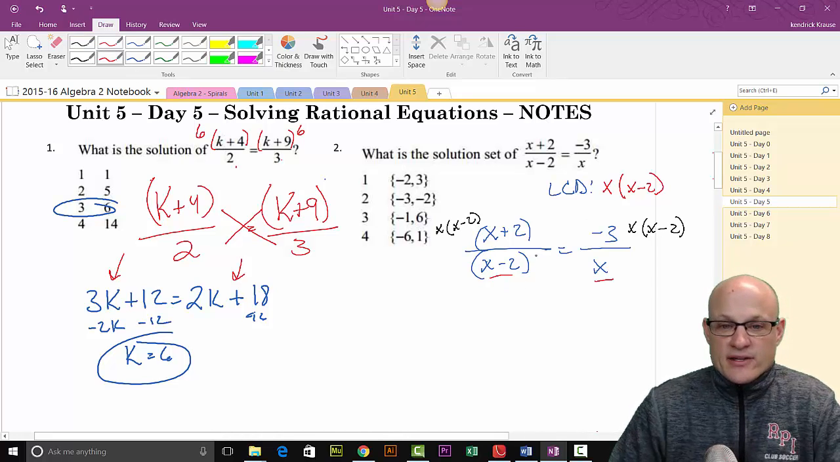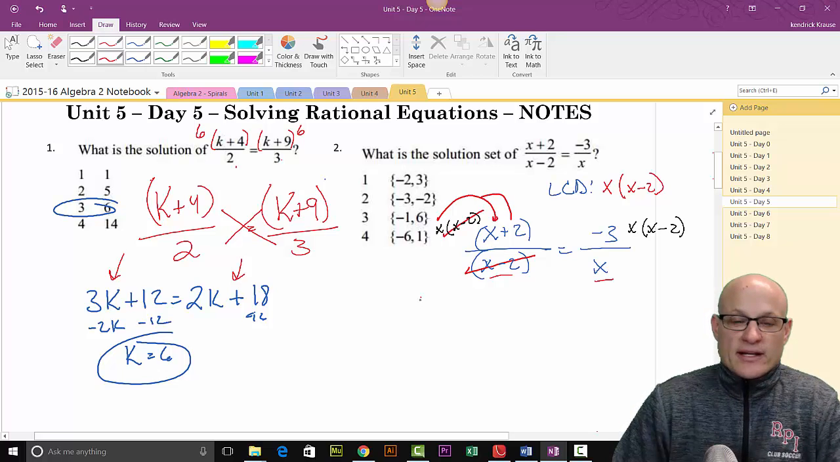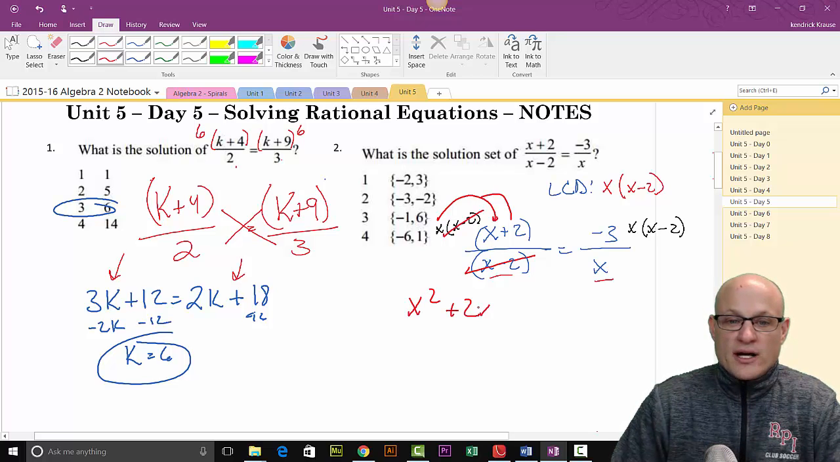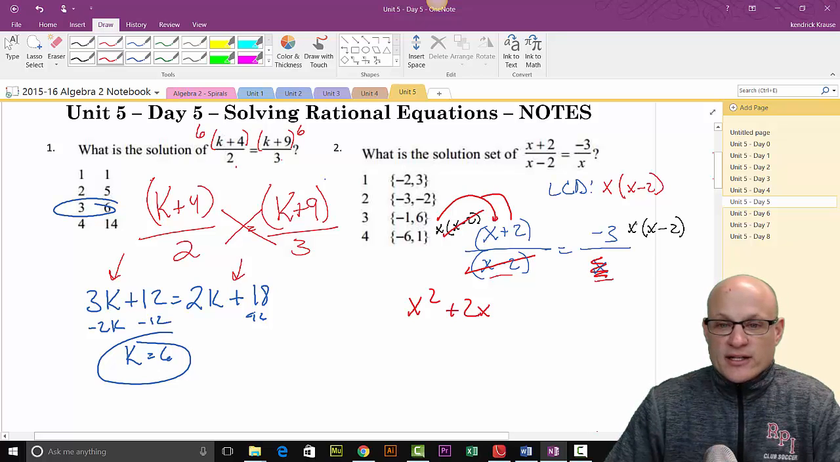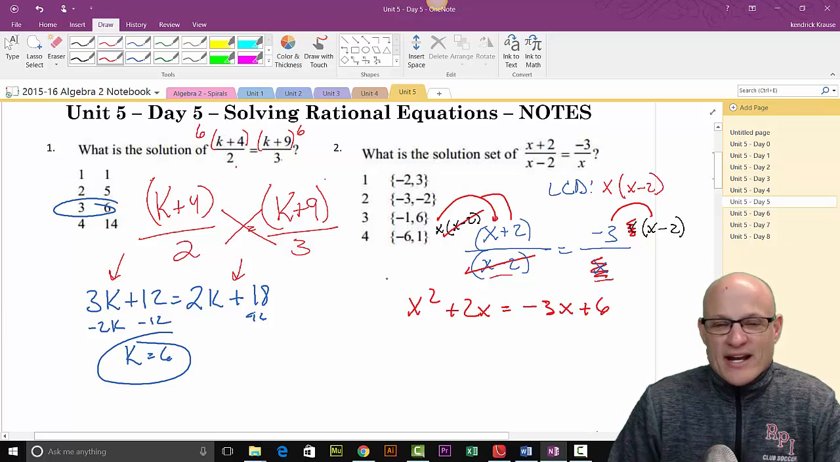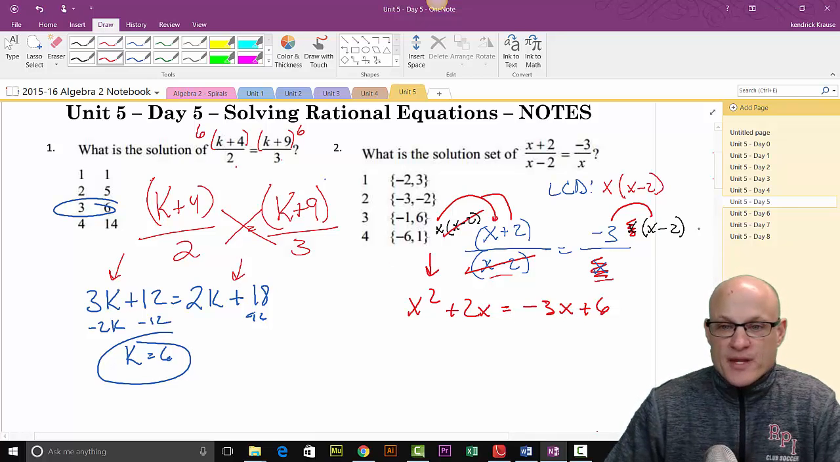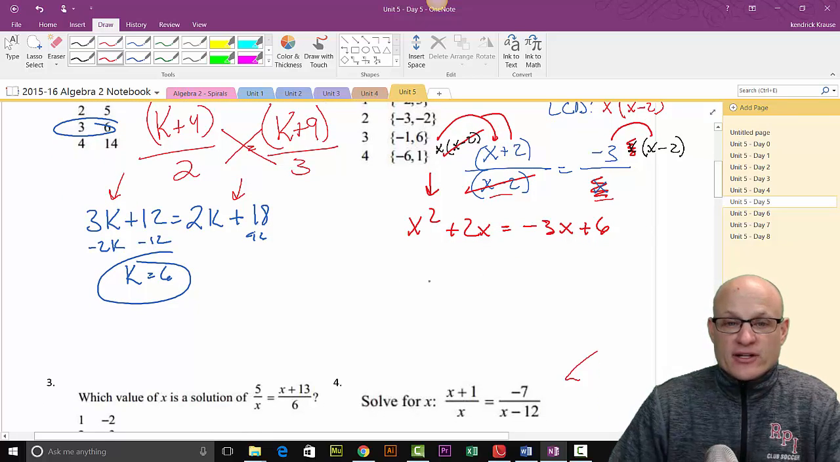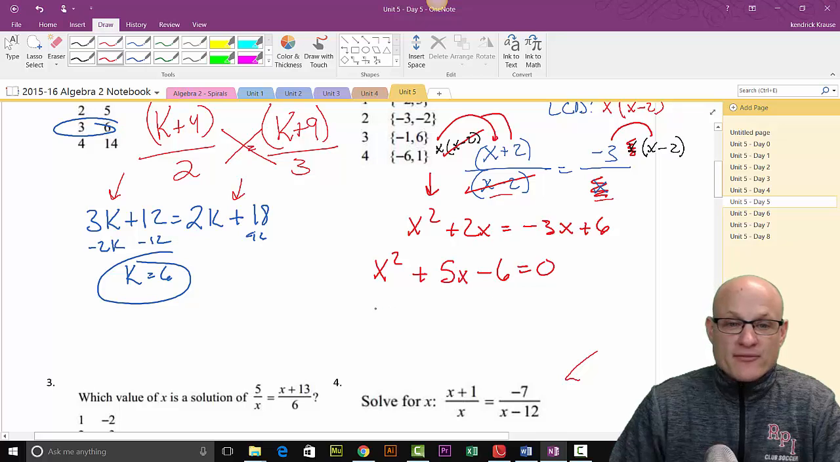Alrighty, if we do that, this x minus 2 cancels with this x minus 2, and I'm going to distribute this x. So I get x squared plus 2x. This x cancels with this x, and then I'm going to distribute this. Equals minus 3x plus 6. Right? Negative 3 times negative 2. Well, now that I have a quadratic because they're squared, I know that I'm going to end up having to factor this thing. So I'm going to bring everything to the left side. So I get x squared plus 5x minus 6 equals 0. Now I have to factor x and x.